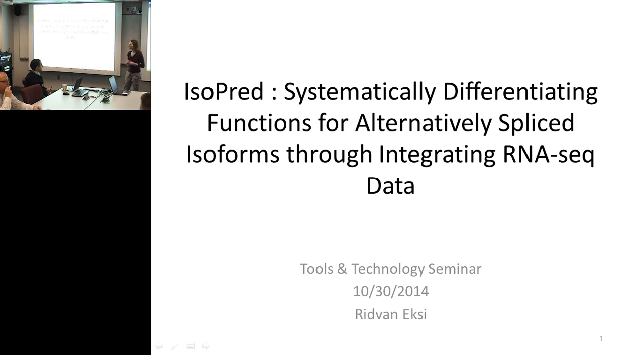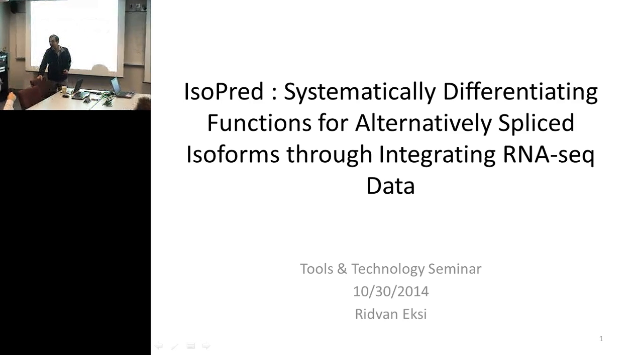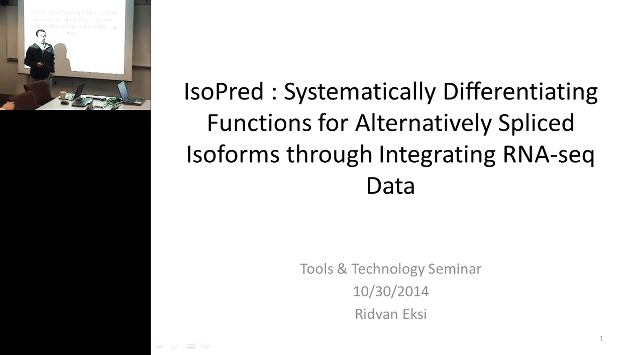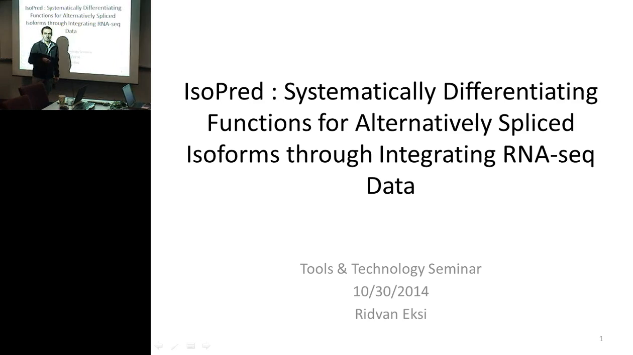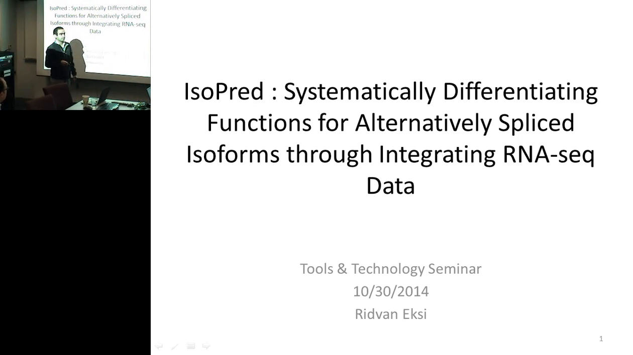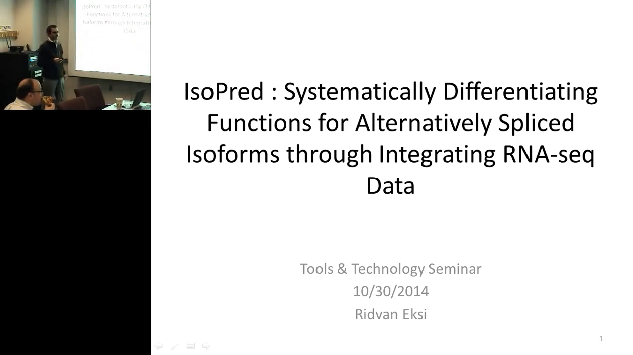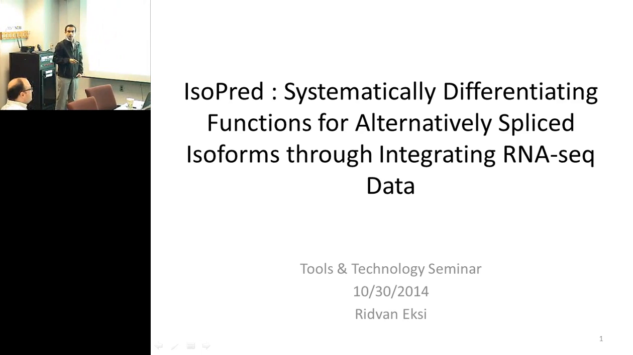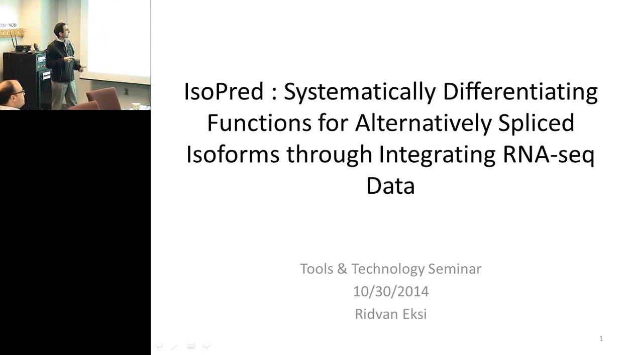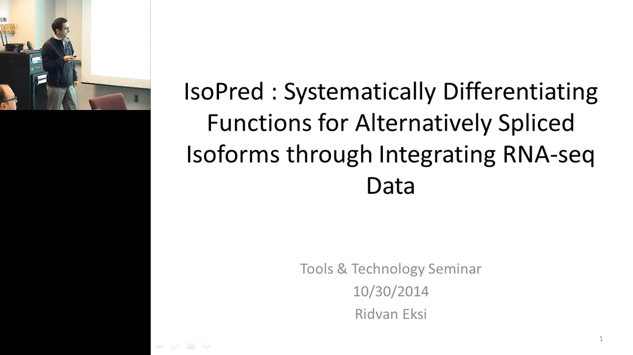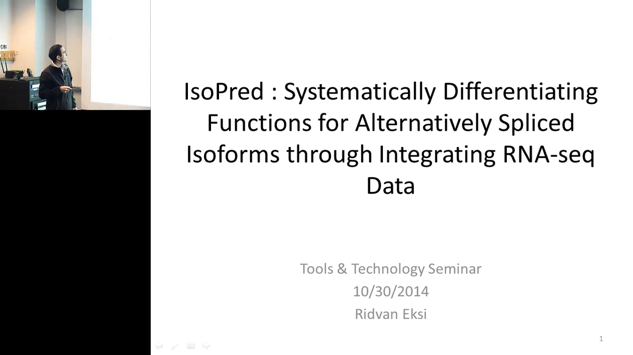Today we have Ridvan Eksi, who's going to talk to us about IsoPred. Thanks, Marcy, for the introduction, and thanks for giving me this opportunity to present here in this seminar. So today I'll talk about this paper that was published a while back. I believe it's a useful tool for many of you in your own studies. It's called IsoPred: systematically differentiating functions for alternatively spliced isoforms through integrating RNA-seq data.